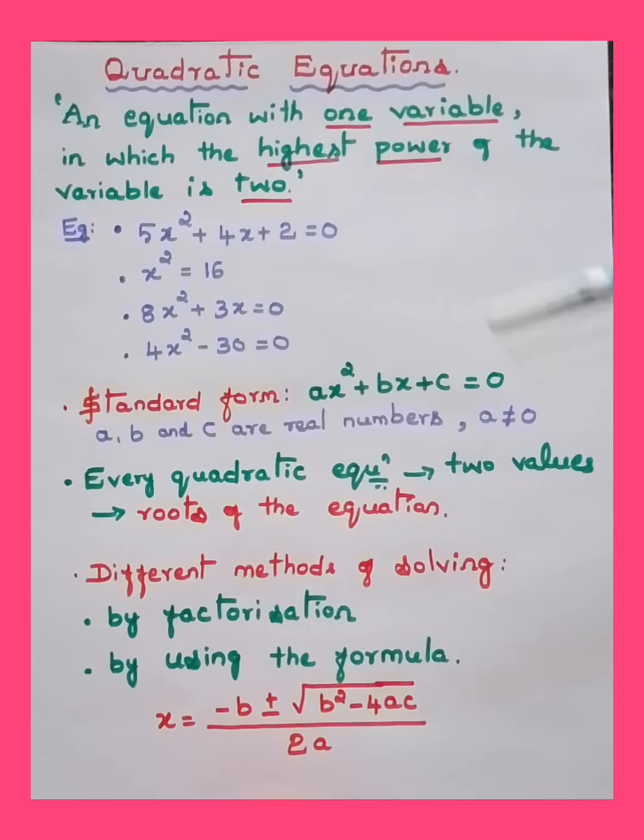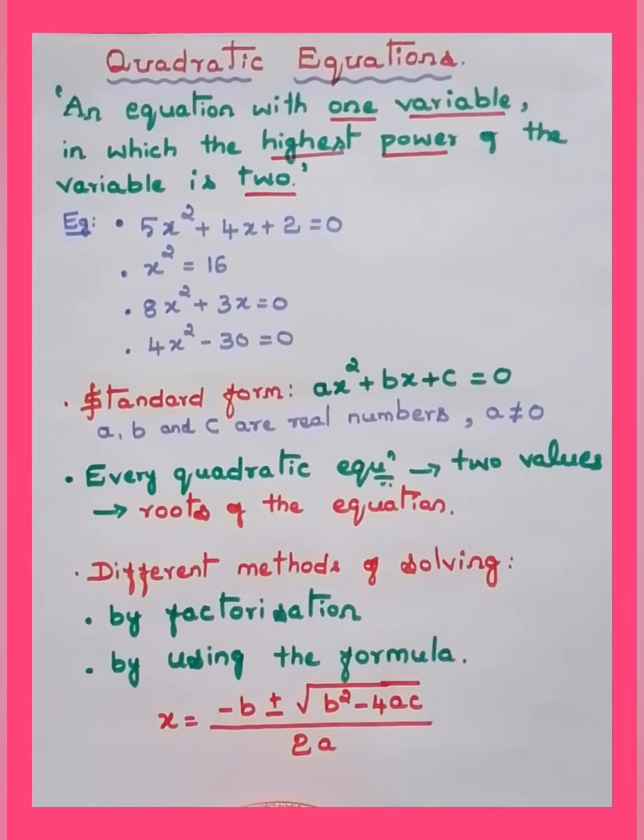The standard form of a quadratic equation is ax square plus bx plus c is equal to 0, where a, b and c are real numbers and a is not equal to 0. If a is equal to 0, this term becomes 0. Hence, the highest power x square becomes 0. Then only the power is x to the power of 1. Highest power is not 2. Hence, this is not a quadratic equation. Okay, please remember this form. Standard form of quadratic equation is very, very important.